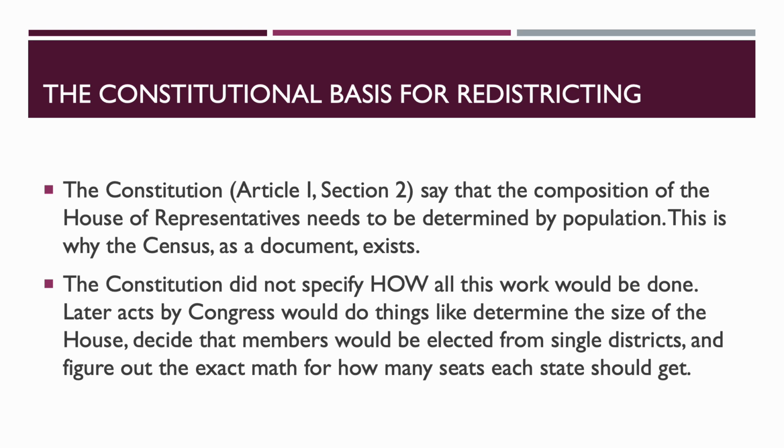The size of the House originally, for those scoring at home, was 1 seat in the Congress for every 30,000 persons. Think about that. That today would require a House of Representatives of over 10,000 members. They would have to hold their meetings in the hockey arena in Washington, D.C. That wouldn't work very well.